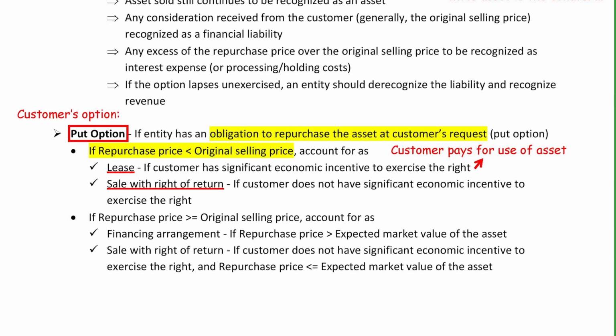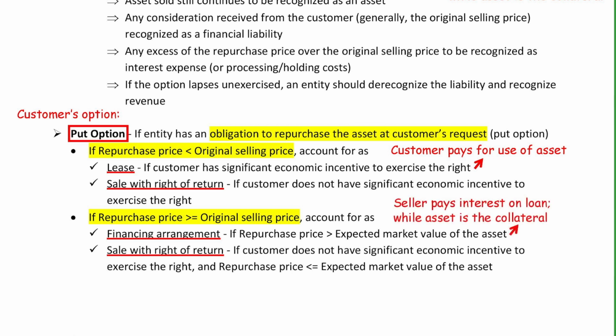However, highlight if the repurchase price is greater than or equal to the original selling price, account for the contract as a financing arrangement or a sale with right of return. On financing arrangement, draw an arrow and write seller pays interest on loan while the asset is the collateral.